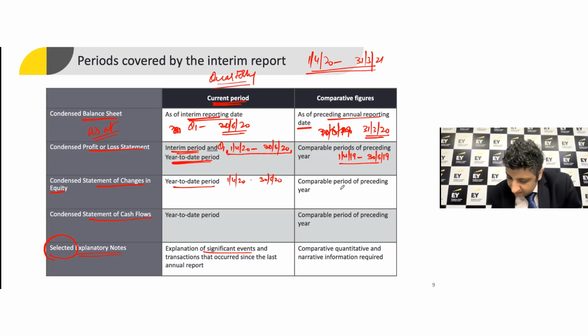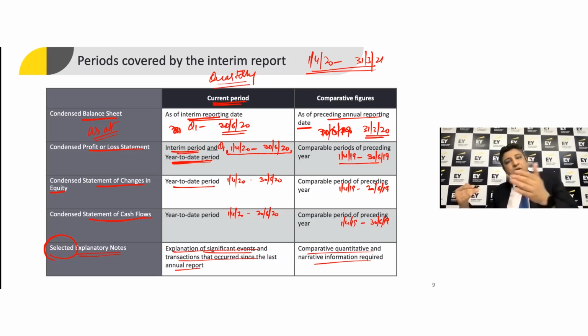And this would also be the comparable period, 1st of April 19 to 30th of June 19. The same goes with the statement of cash flows: 1st of April 20 to 30th of June 20 and 1st of April 19 to 30th of June 19. As far as the events and disclosures are concerned, all those things which pertain to this particular periodicity would obviously be reported, and also the comparative information for the previous year.